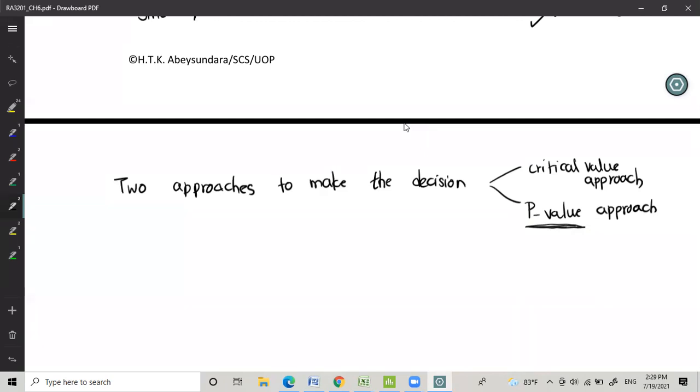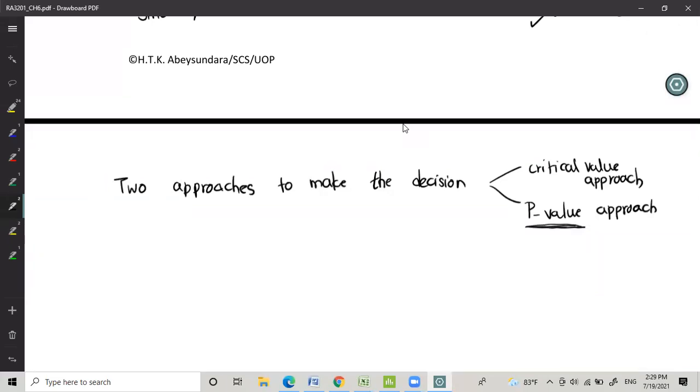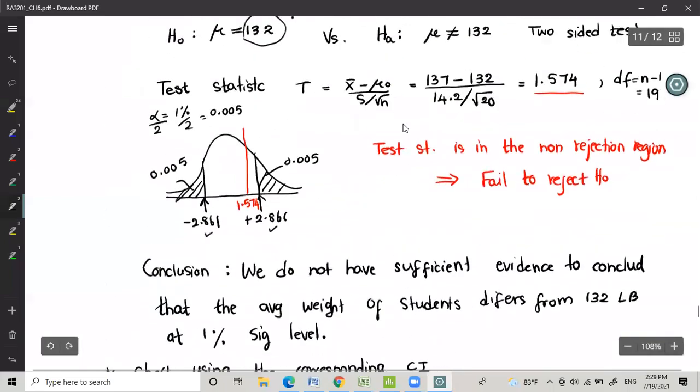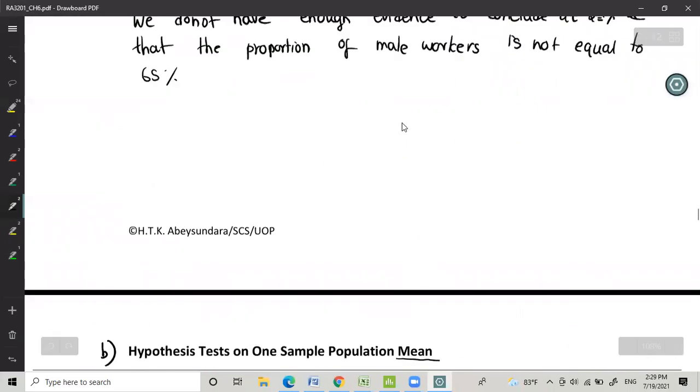Okay, so I'll explain the p-value approach using the example we did for a proportion. Okay, so I'm going to go back.